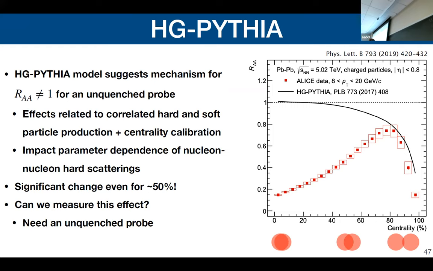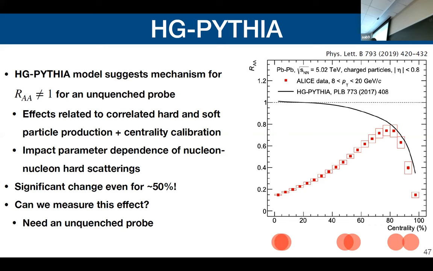But essentially, they argue that there are effects related to correlations in the hard particle production and the soft particle production that's used to calculate the centrality calibration that could cause this. And also that there could be things related to the impact parameter dependence of individual nucleon-nucleon scatterings that can basically cause events in these very peripheral regions to look like they're slightly higher centrality than they are, which would cause a depletion in these very peripheral events.